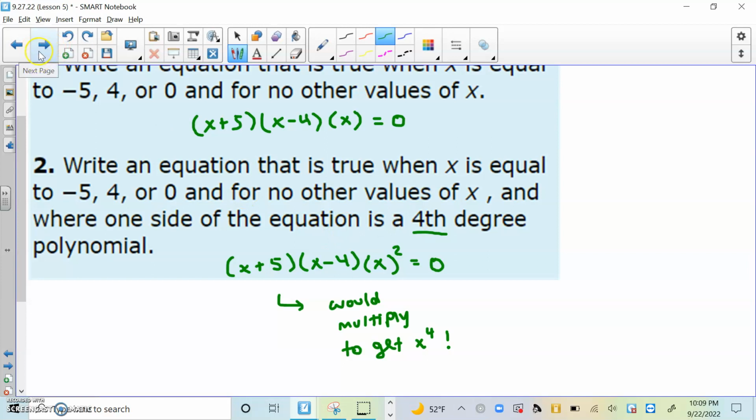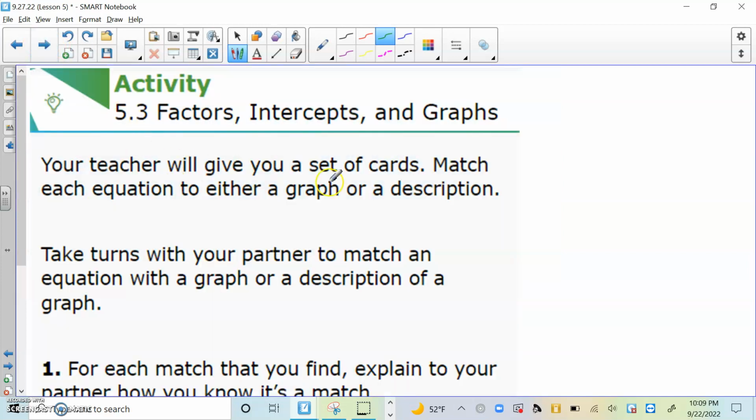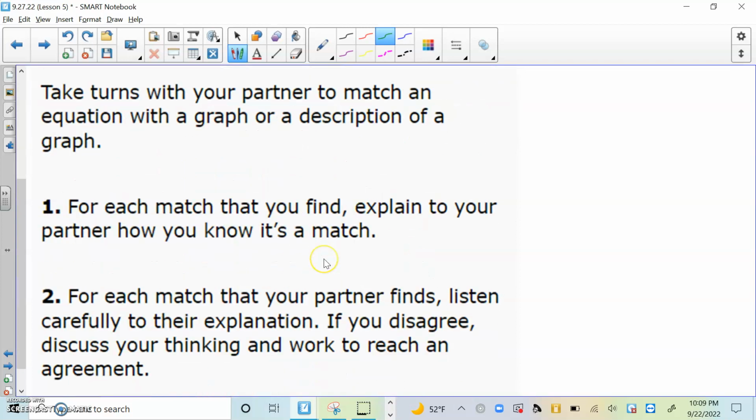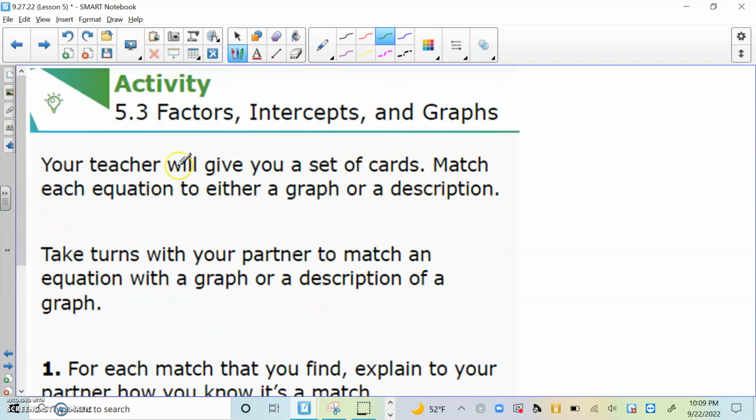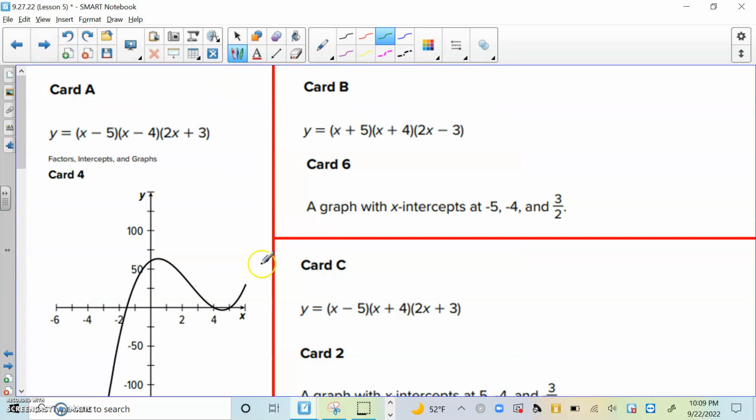All right, so now the next activity is with the card sort. Now, if we were in class, I would give you these cards and you guys would match them and it would have been a great activity, but we ain't got time for that because you got a sub. So I'm gonna talk about the solutions to the card sort as if you had it, just to point out how you can match an equation to the graph.